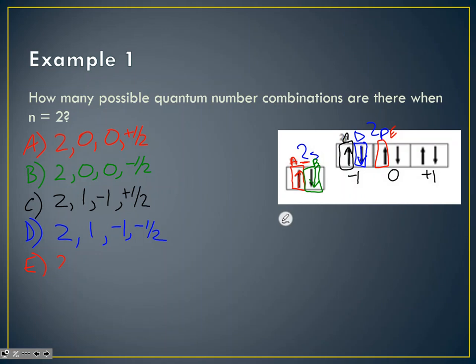Principal energy level 2. What should be the second designation number? Also a 1 because it's in the P. But the third one should be a 0. Good, because now it's in the middle orbital. And it does point upwards, like so. So that's going to be plus a half.